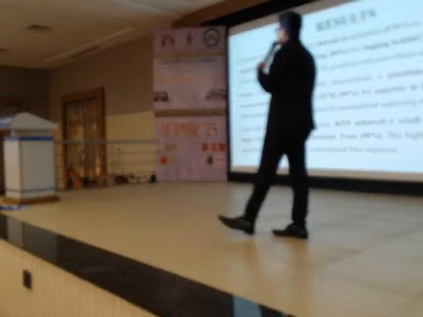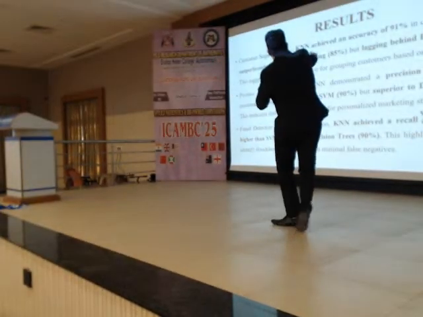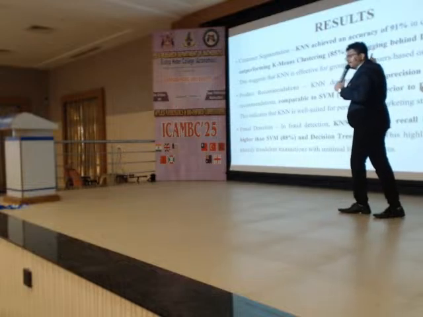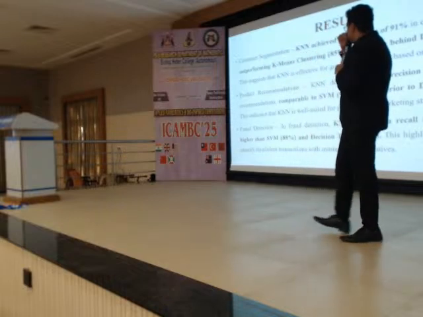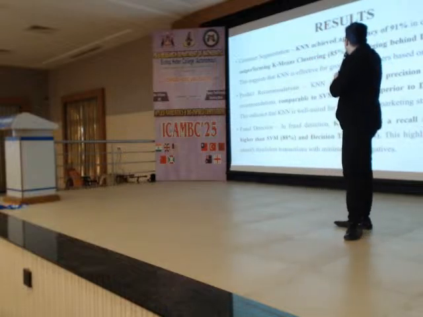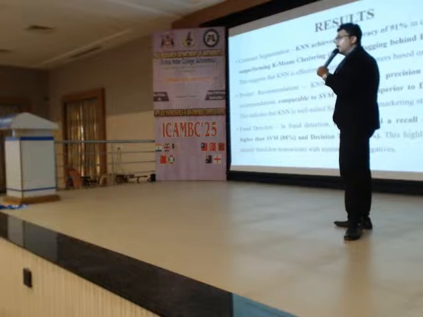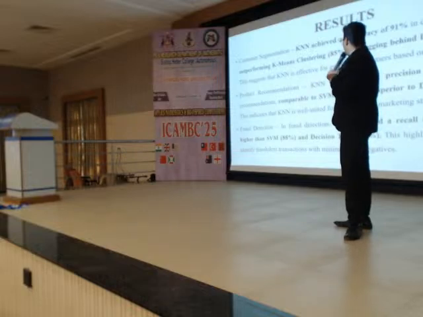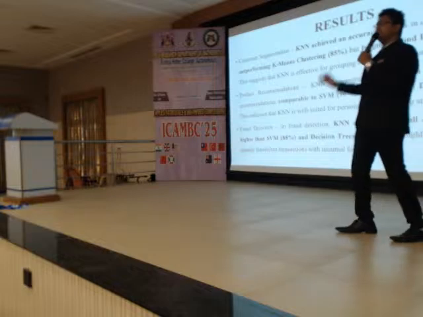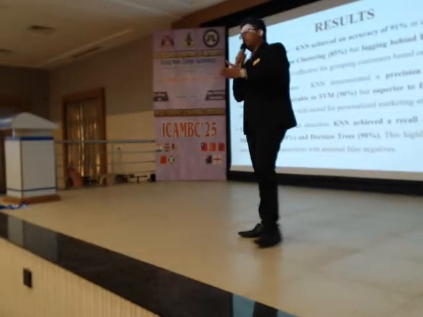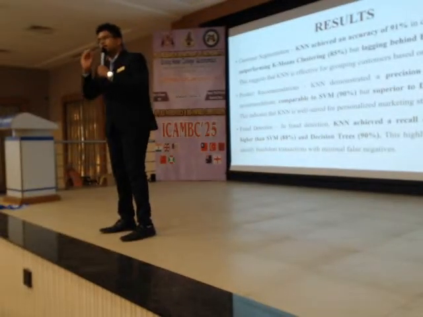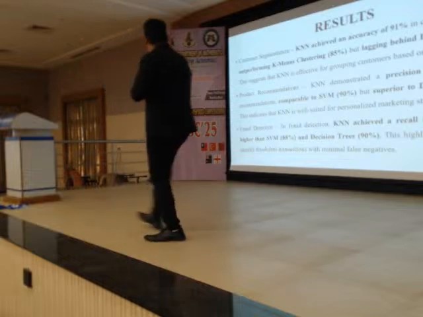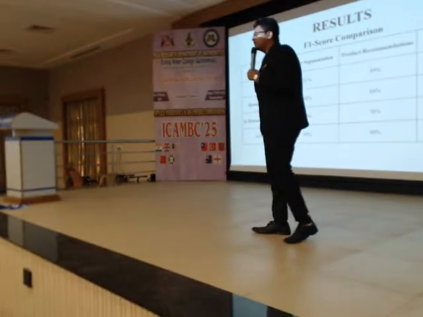So, results. In customer segmentation, KNN achieved an accuracy of 91% compared to other algorithms like SVM and decision trees. In product recommendation, KNN demonstrated a precision of 89%. In fraud detection, KNN achieved around 93%, which is significantly higher than other algorithms. This is why companies are using the KNN algorithm as their analytical tool, and this is why they are succeeding.